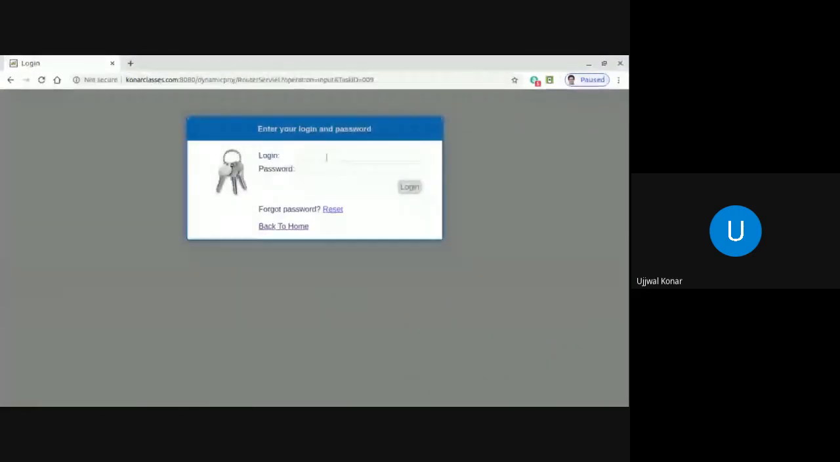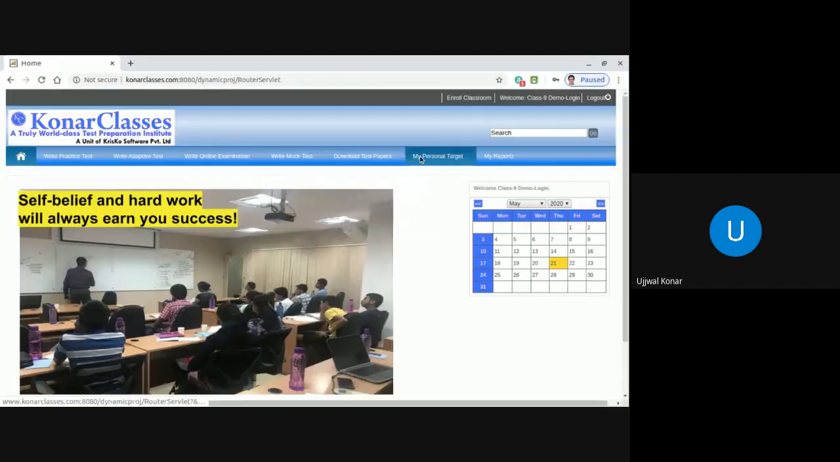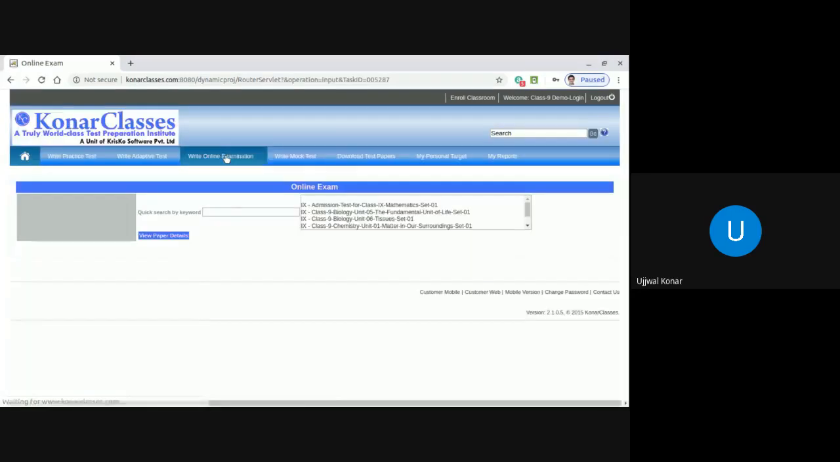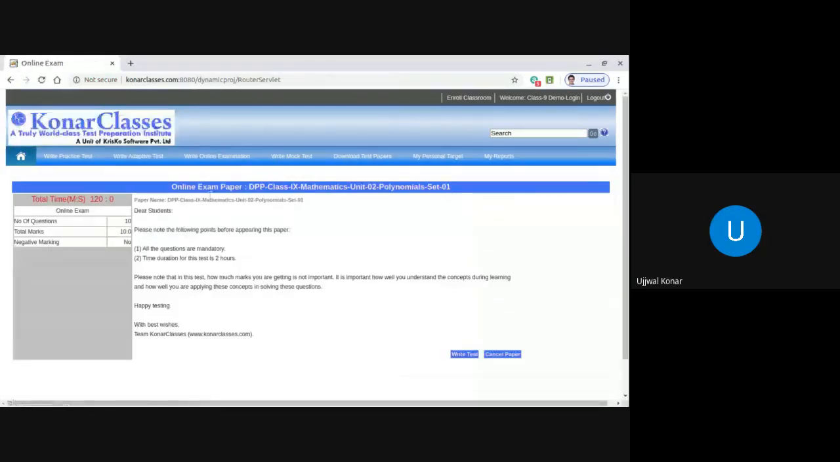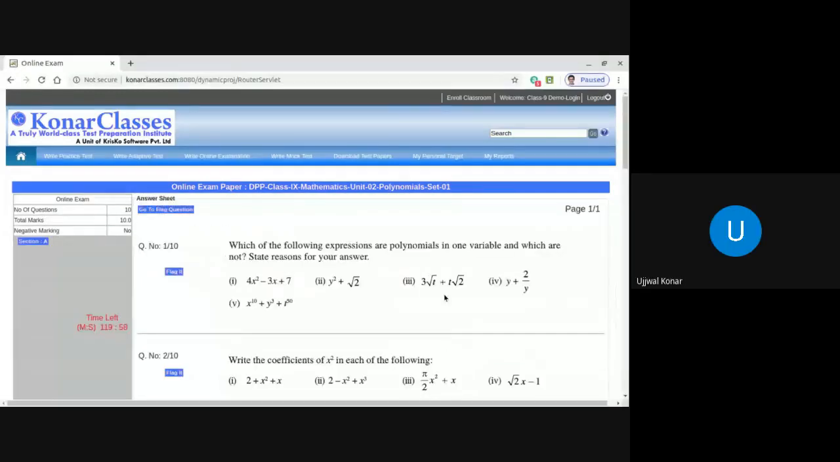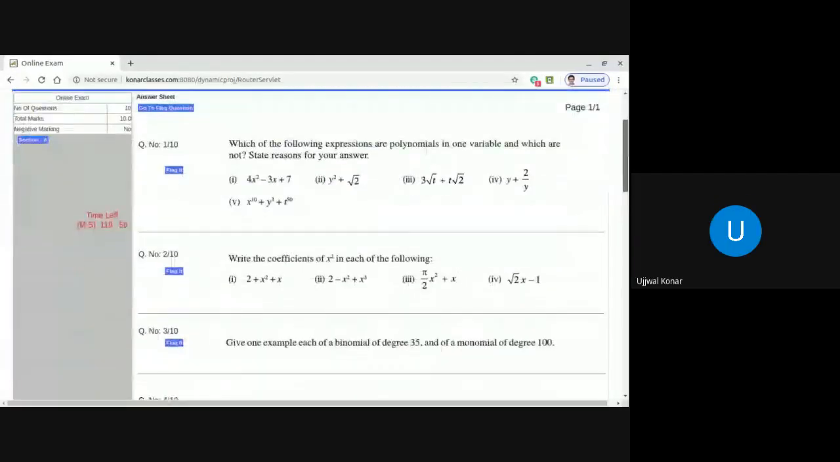So then you click into the login. I'll create your login, Ansu, and after that you enter your login and password. After that, what will happen, dear students? You come to the online examination. After that, you select polynomials, and you will see polynomial set 1, set 2. So set 1 is there. View paper details, and you need to start solving the problem.